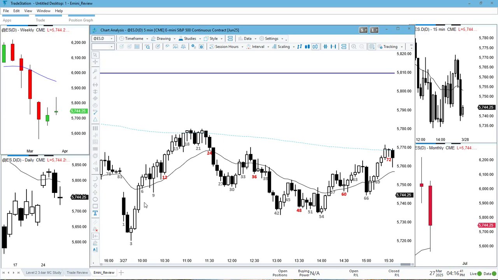The whole point is to be curious. You want to approach this as a scientist would approach researching something. You have a hypothesis. One hypothesis might be that 3-bar microchannels get pullbacks and then second legs.